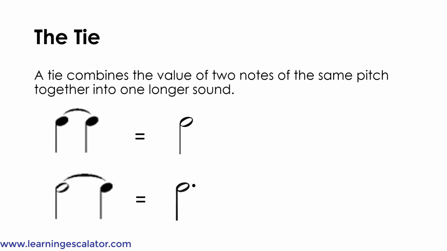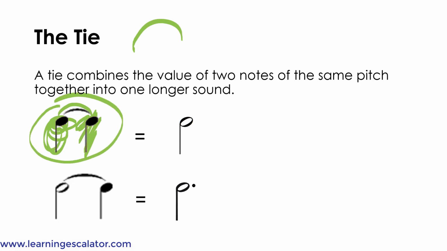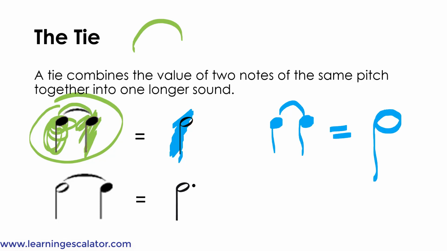A tie combines the value of two notes of the same pitch together into one longer sound. So if you have a note over here, and there's a tie, which is this curved line, with another note here, that means you combine the value of these two notes. So it's 2 quarter notes. 2 quarter notes added together is a half note. So if you see 2 quarter notes with a tie, that means you have to hold it as a half note.